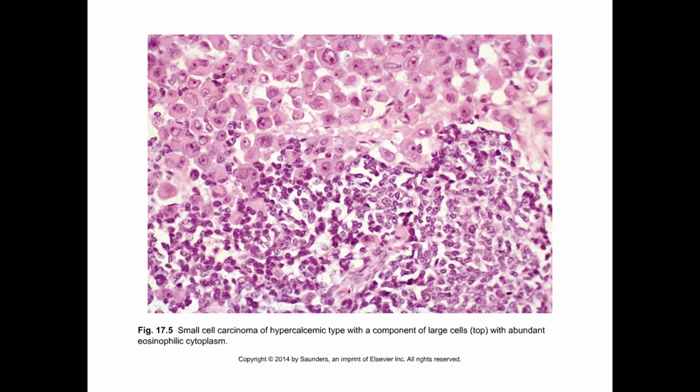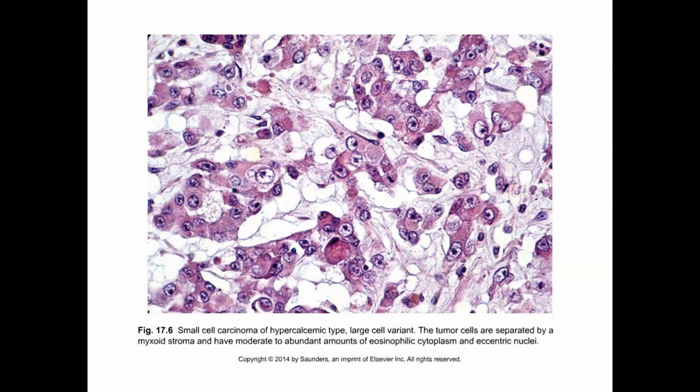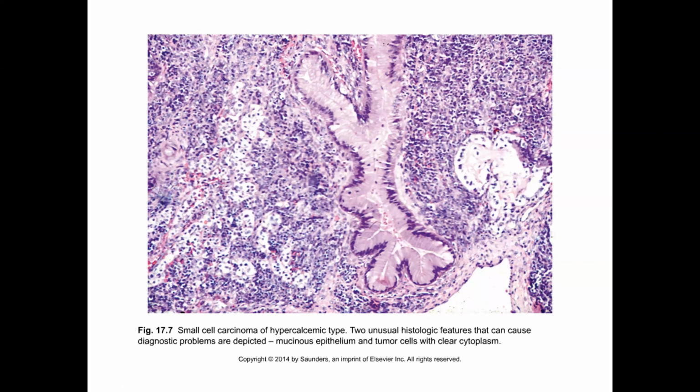And here's an area where you've got these larger cells, sort of eosinophilic component to the small cell tumor as well. So unusual tumors with variants that can be somewhat challenging. Here's a large cell variant. This is a case where hypercalcemia again was present, and that helped to drive the diagnosis.